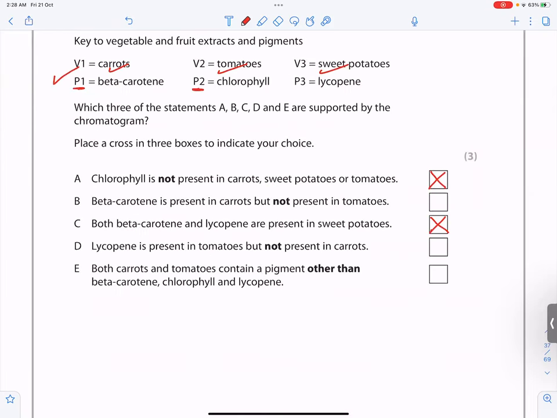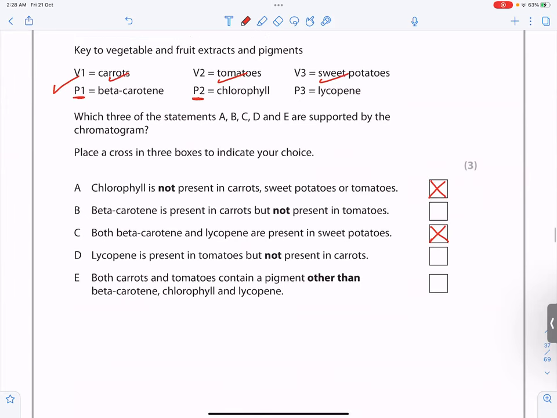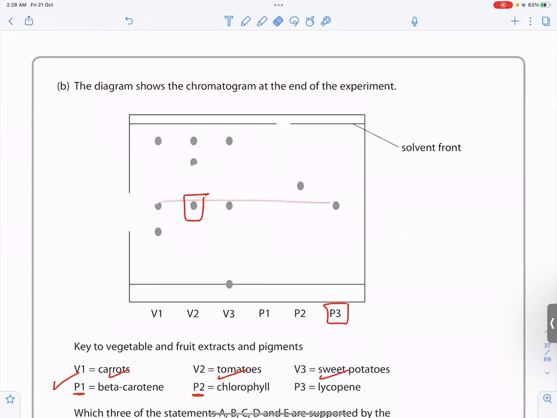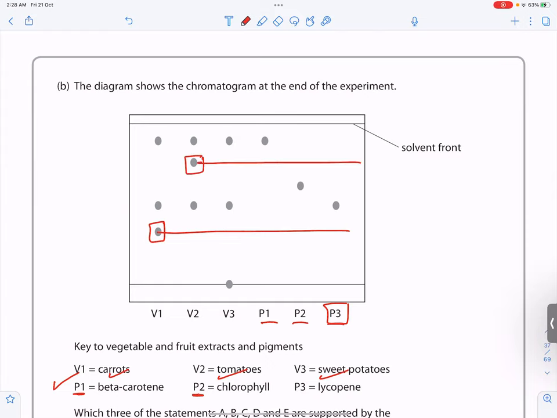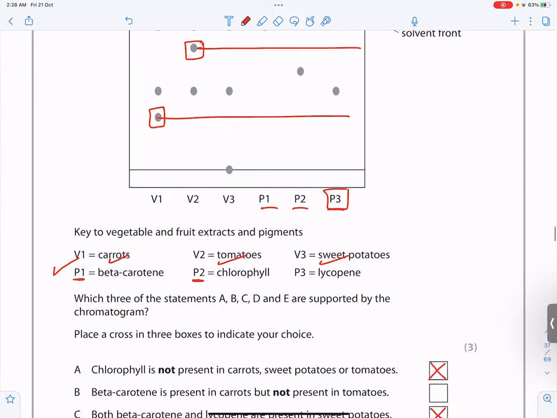Type E. Both carrots and tomatoes contain pigment other than beta-carotene, chlorophyll, and lycopene. بص كده على carrots and tomatoes اللي هما V1 تلاقي في spot فعلا مش matching مع P1 ولا P2 ولا P3. وبص على V2 اللي هو tomatoes هتلاقي في spot برضو still مش matching مع P1 و P2 و P3. يبقى statement D correct.